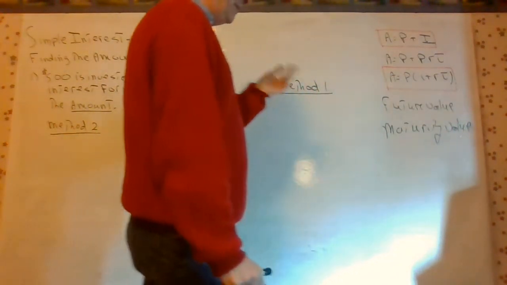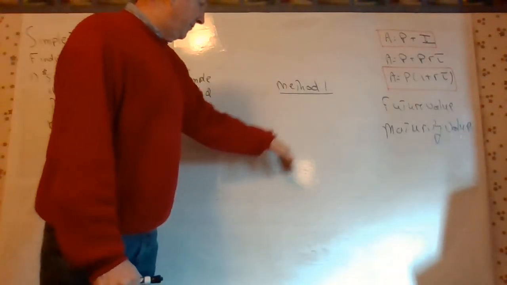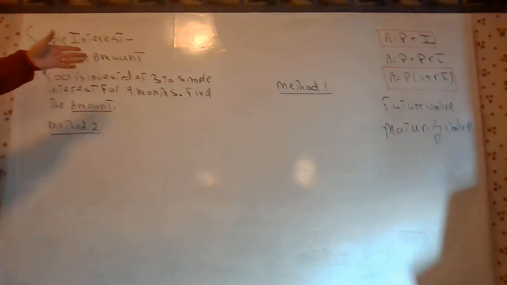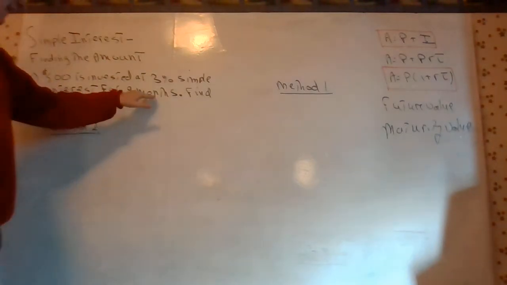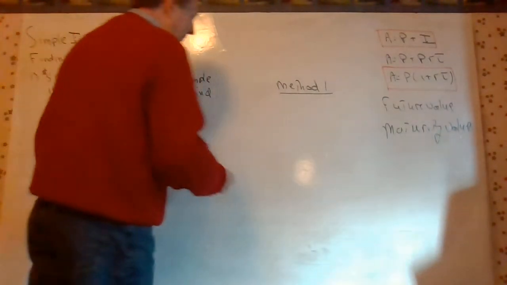So we're going to break a problem down and solve it using both ways. What I call method 1 and method 2. I put method 1 over here so I have a little more space. We have $500 invested at 3% simple interest for 9 months, 3/4 of a year. Find the amount. Let's use method 1.